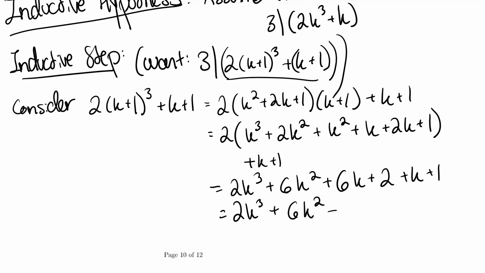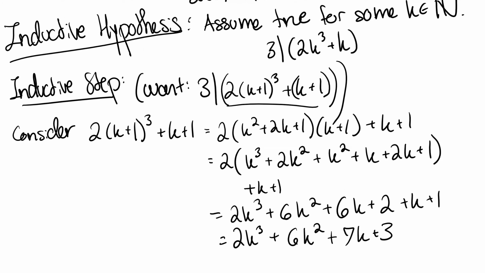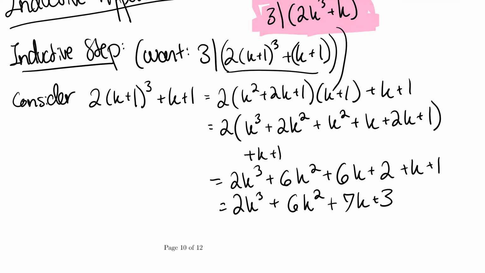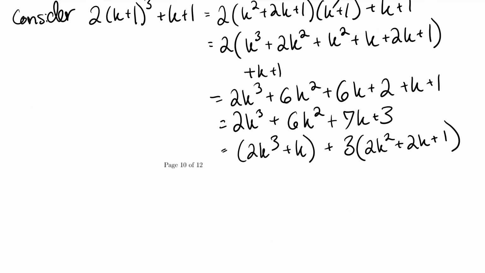6k squared plus 7k plus 3. Okay, so what do we know something about? We know something about this friend that we have up here. So let's do something with that. Can we pull that out? So 2k cubed plus k. What do we have left? Well, we're going to have 6k squared plus 6k plus 3. That's all divisible by 3, so that's helpful because that's what we're trying to show. Well, okay, this thing is also divisible by 3.